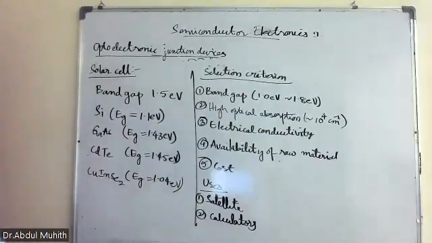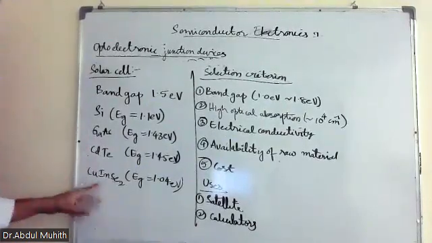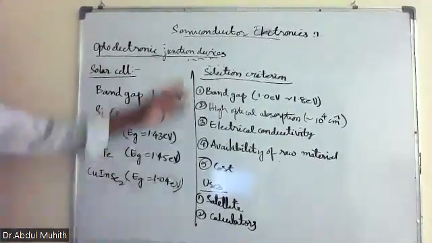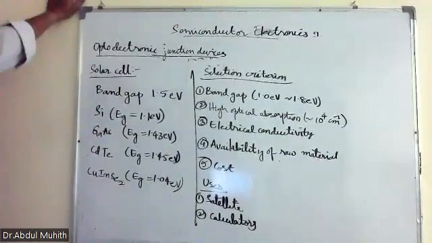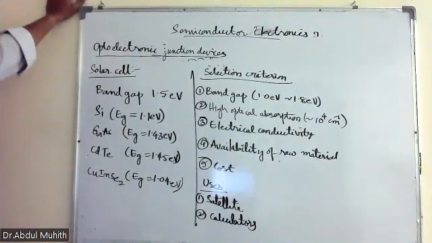So once again, the band gap is 1.5, and the values for silicon, gallium arsenide, cadmium telluride, and copper indium selenide are all given. Selection criteria: band gap from 1 to 1.8, high optical absorption, electrical conductivity, availability of raw material, and cost. What are the uses? Satellites and calculators. This is where we use this. Is it clear, all of you?